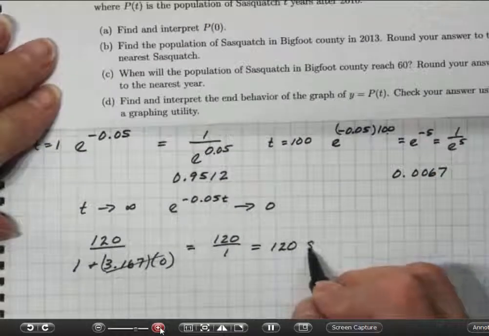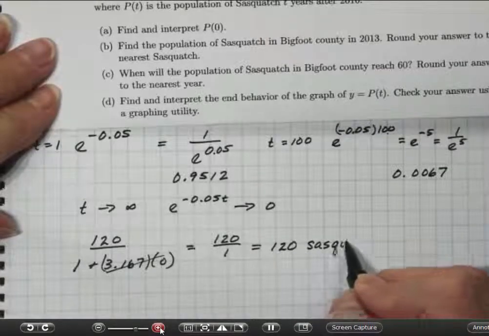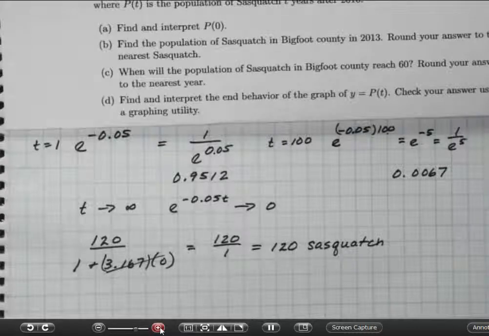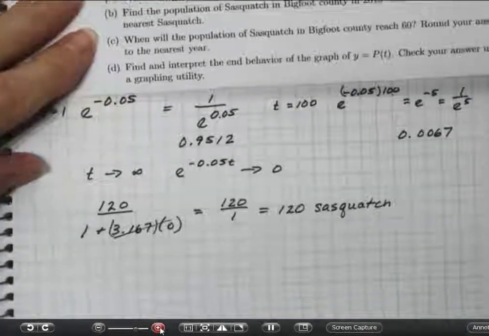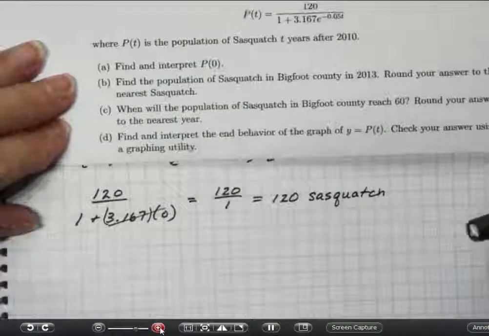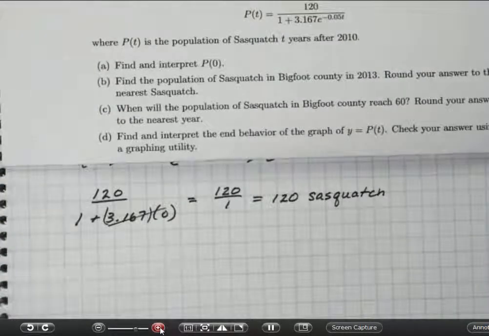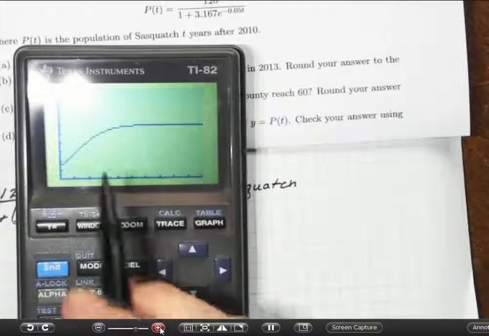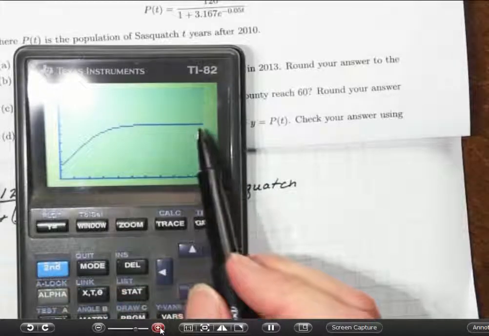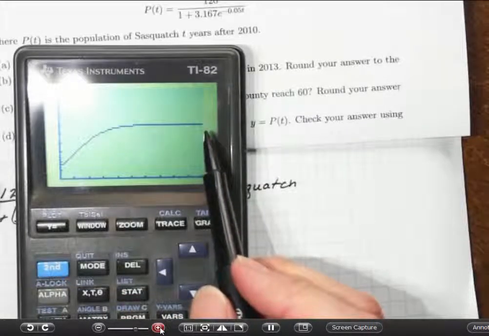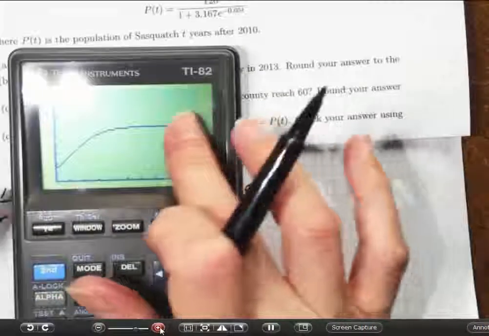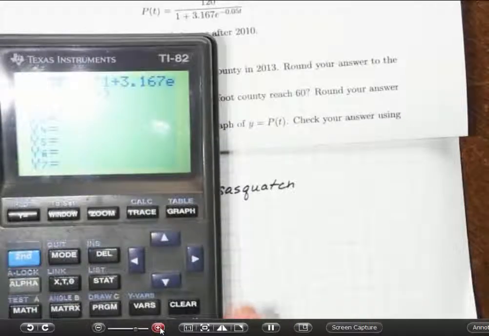The environment will have way too many Sasquatch at that point, and it will not be able to sustain any more. Then it said to check your answer using a graphing utility, and so I've done that. And when I used my graphing utility, this is what I came up with. And you can see that as time goes by, it starts to approach a horizontal asymptote. And just to verify that that's 120, I'm going to put y equals 120 into my calculator.